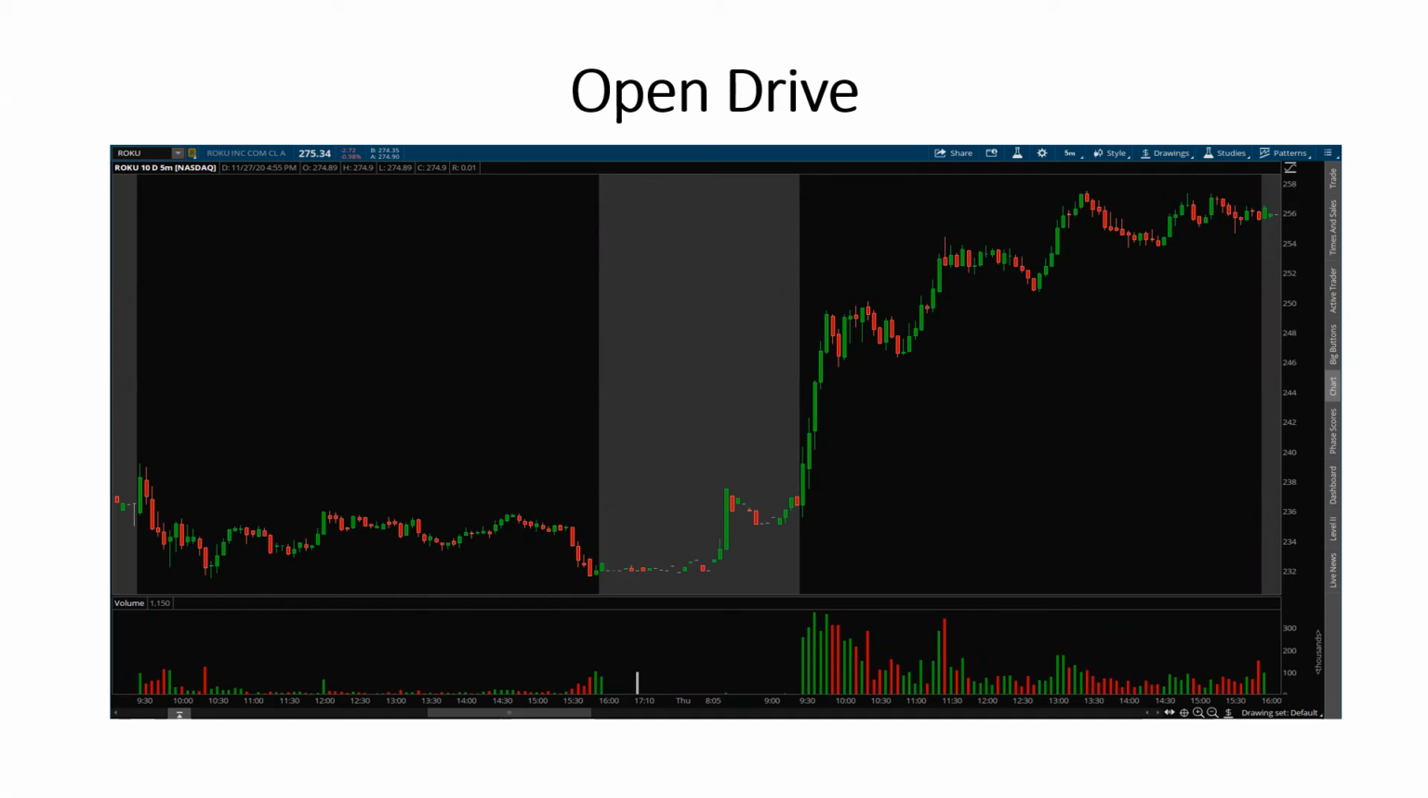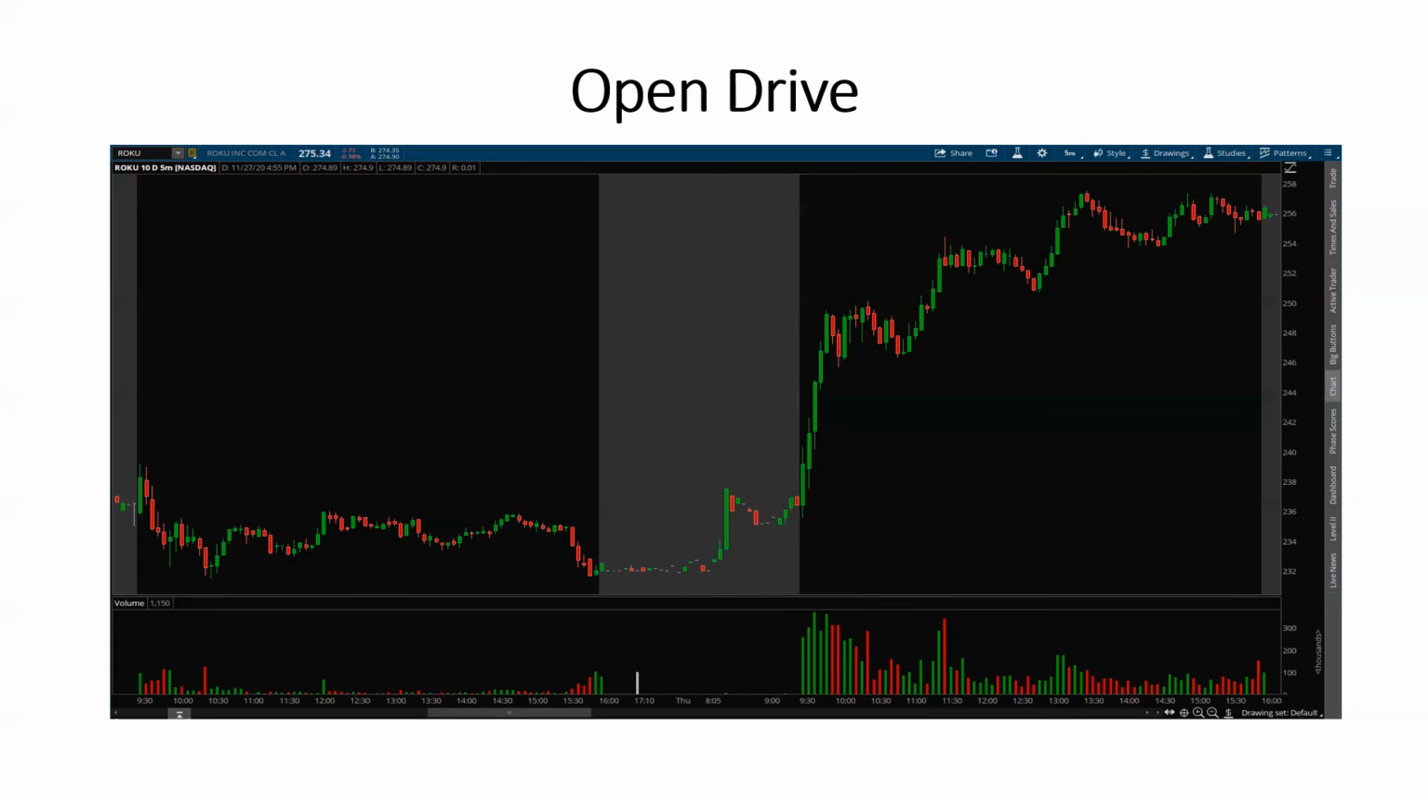So, we've learned how to recognize those patterns, and you can learn how to recognize those patterns here. This is a perfect example of an opening drive where it's just open, and you can see here Roku goes from 236 up to about 248, 250, within a heartbeat. Not a bad trade right off the get-go. That's an example of an opening drive.